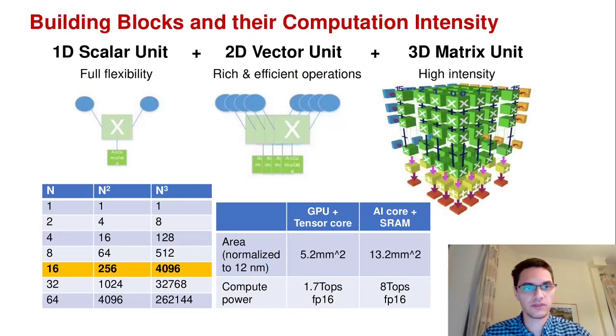Let's take a closer look into the details of implementation of DaVinci core. It has 3 types of compute units inside. The first is 1D scalar unit, which is standard for CPU cores. The second one is 2D vector unit, which is the one that helps to compute activations inside the neural network, for example. And the third, the most important type, is 3D matrix unit, which actually accelerates tensor computations, which are the core part of neural network computation.